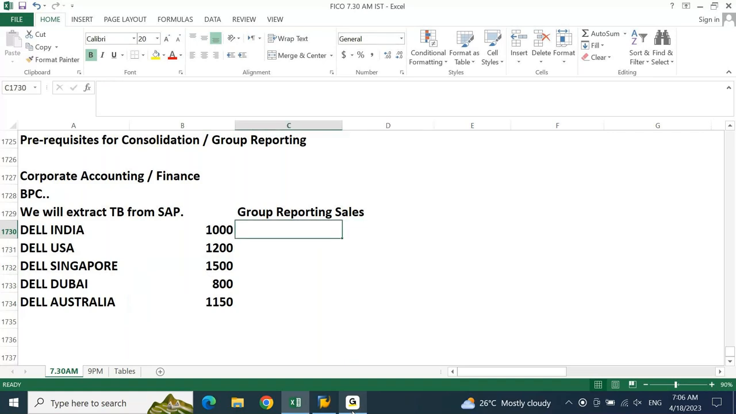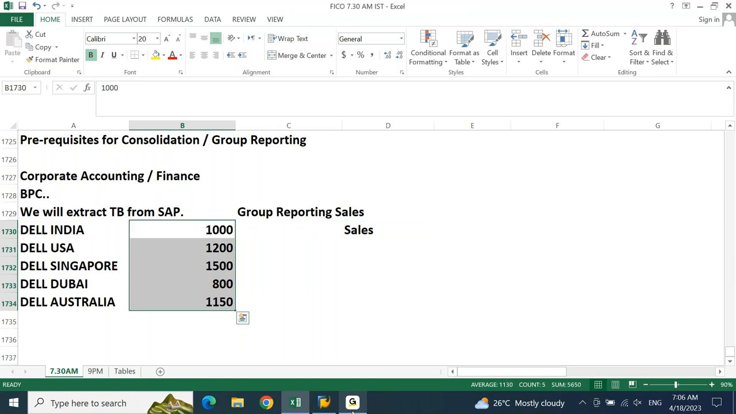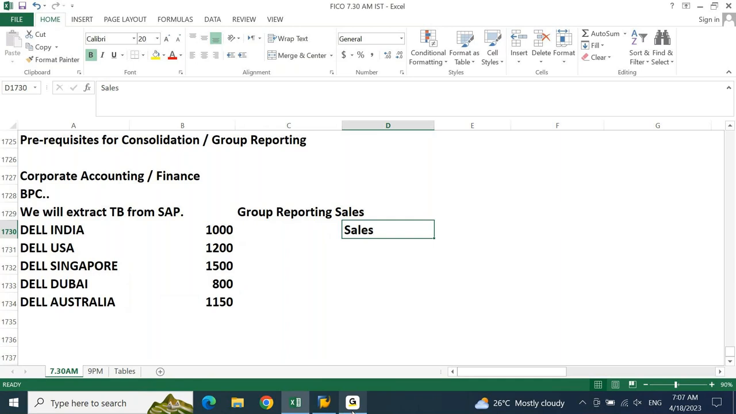Now in group reporting, especially for your consolidation purpose, what you are going to do, you are going to have sales. You are only going to have sales. Now here, when you are talking about sales, you are getting how many sales figures from your company codes? 5 sales figures. Now on my group reporting, I want to have sales representing only one time. I don't want my sales to show the breakup of 5 company codes.